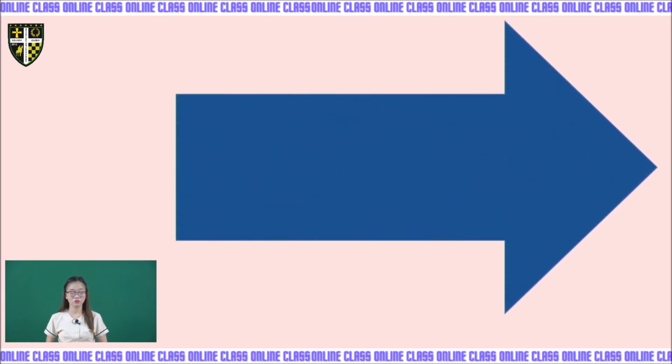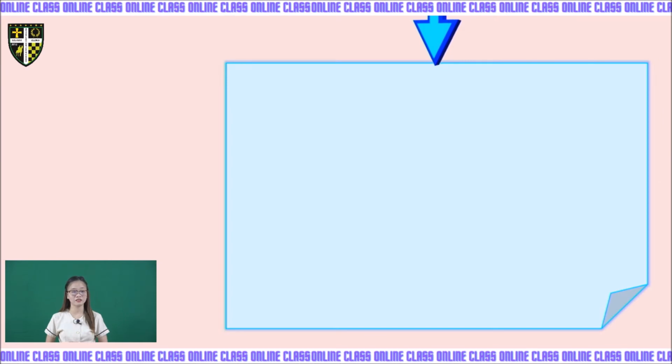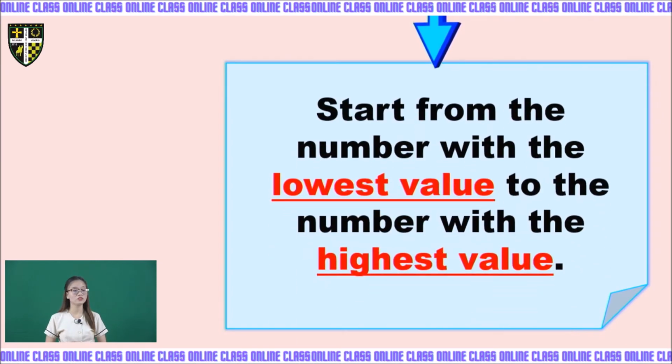I told you we have 2 ways to order numbers. The first one is from greatest to least, and the second one is from least to greatest. So vice versa. Okay, so let's see how to find the least to greatest. For this one, we need to start from the lowest to the highest value.